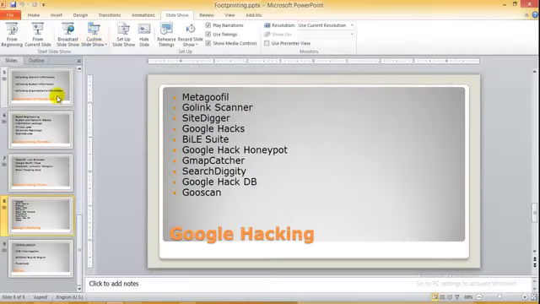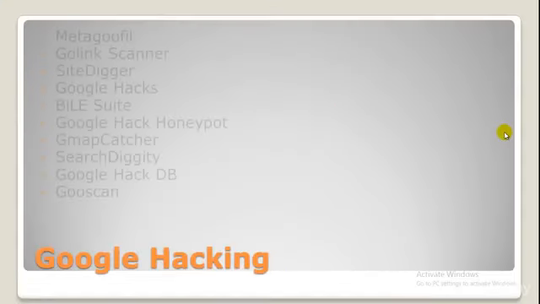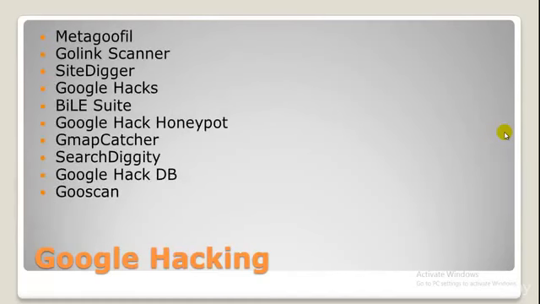Coming on to our next part would be the Golang scanner. The Golang scanner removes the cache from your searches and collects and displays only vulnerable site links. Thus it allows you to find vulnerabilities wide open to Google and Googlebot. We have SiteDigger, which searches Google's cache to look for vulnerabilities, errors, configuration issues. Google Hacks, as I told you, is a compilation of carefully crafted Google searches that expose novel functionalities from Google search and map services. We have BiLE Suite, that stands for bidirectional link extractor, and it applies a simple statistical weighing algorithm to deduce the websites that have the strongest relationship with the target site.